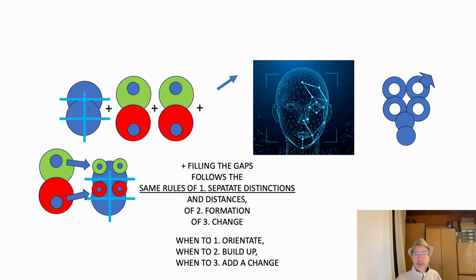Actually, the way they combine, they also follow the same rules, the rules of distinction. So what is the distinction, what kind of distances are followed, how they are formed, what kind of changes they are. Certain combinations of letters also have underneath a direction that already directs us into a certain way of changing our mind into a certain direction. So we orientate ourselves into something, we build up something, and we add an element of change. In every word, in every language, in every reasoning, this pattern is also found.